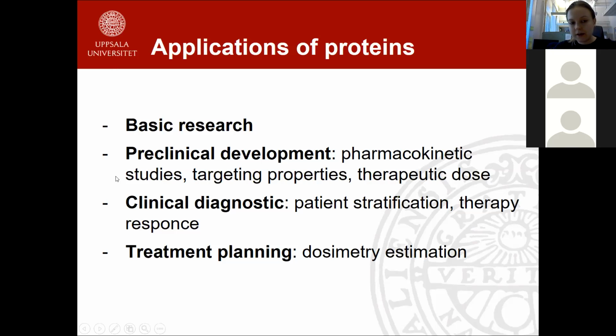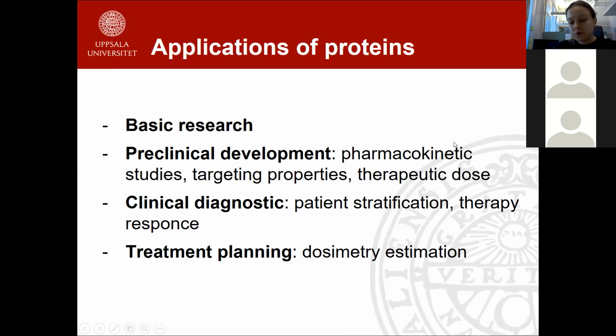A second category is the preclinical development. That's what we also do in the lab here. We work with the development of tracers for imaging of cancer, and in preclinical models. That means that we work in test tubes, we work with cancer cells, and we also work with animals, with mice that have models of cancer.